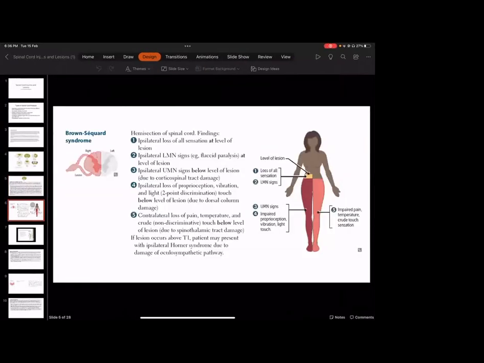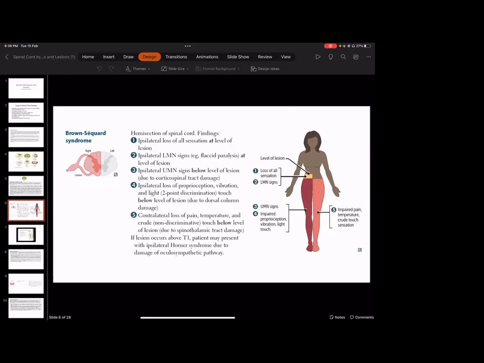Okay. Brown-Séquard syndrome. If you understand these syndromes, trust me, there's going to be no issue in the exam, because if you understand the syndromes, that means you understand the tracts perfectly. Now, Brown-Séquard syndrome is basically a hemisection of the spinal cord that is getting affected.